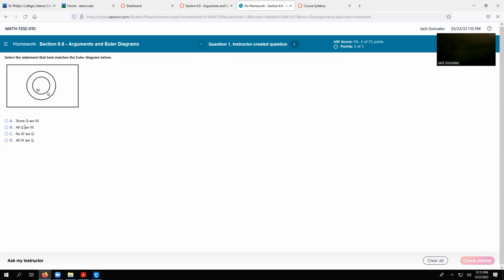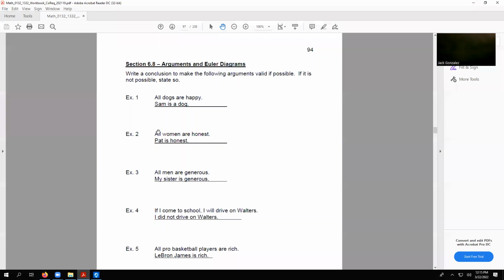Okay. So if you go back to the workbook, all dogs are happy. So that's like a big circle that contains nothing but happy dogs, right? Sam is a dog. So we don't know if Sam is happy, but Sam could be part of it, or they could be separate. So write a conclusion to make the following arguments valid if possible. If it is not possible, state so.